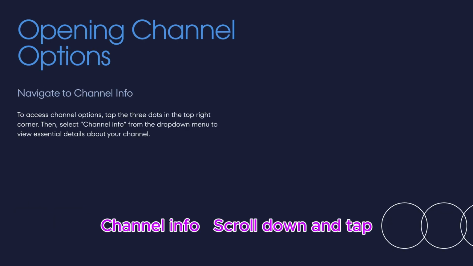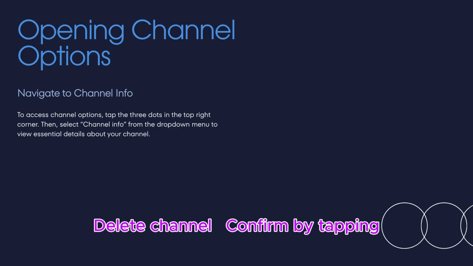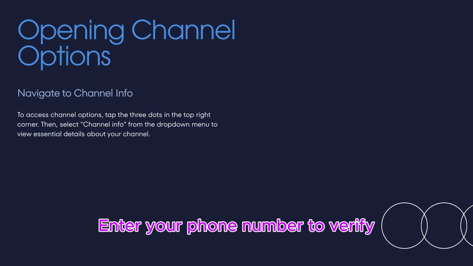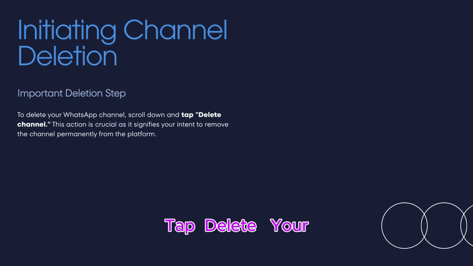Select Channel Info. Scroll down and tap Delete Channel. Confirm by tapping Delete Channel again. Enter your phone number to verify. Tap Delete. Your channel and all its messages are permanently deleted.